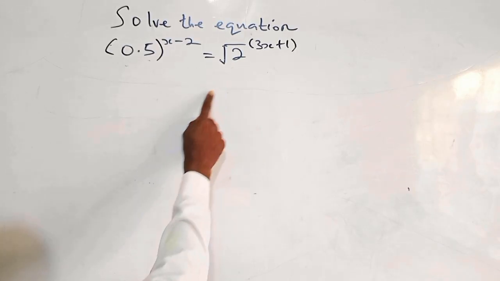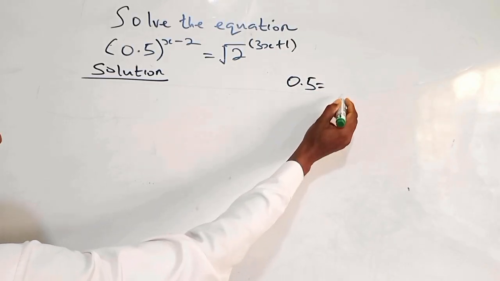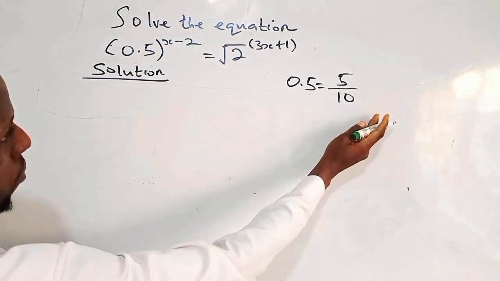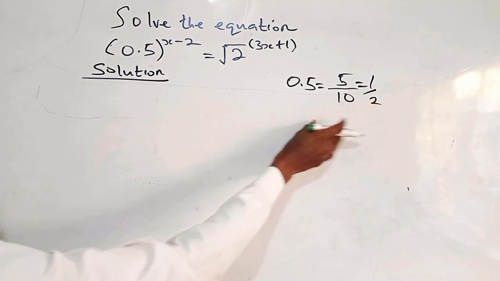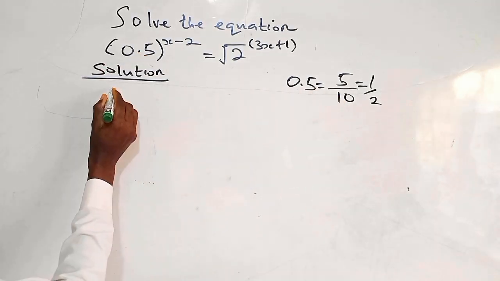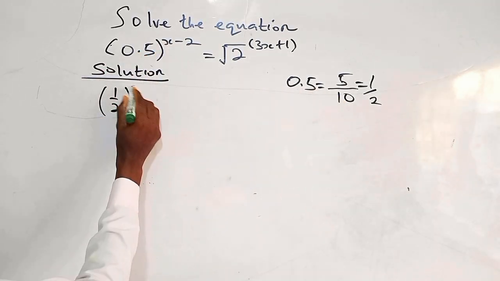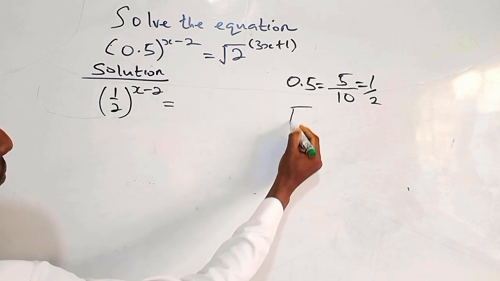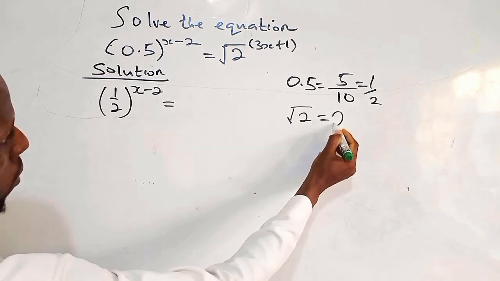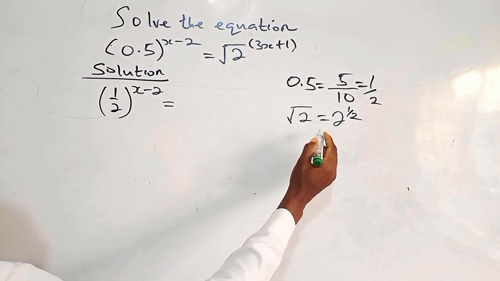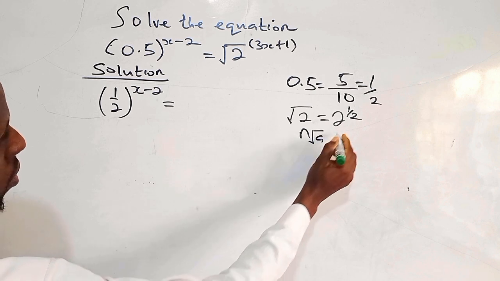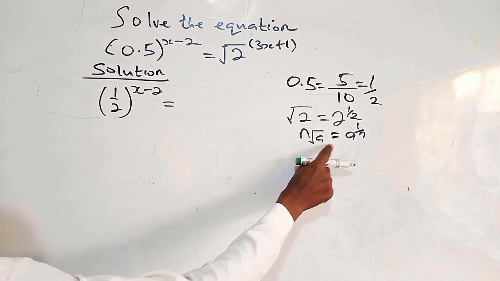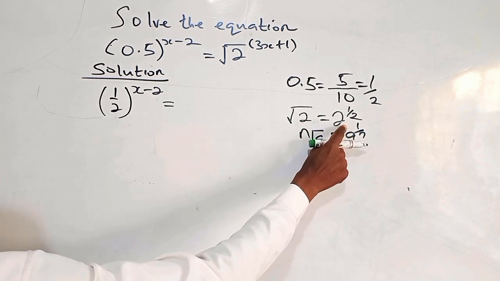Solve this exponential equation. I can write a fraction. How do I do that? I go a straight line, the point turns to 1, the number turns to 0. So I have 5 over 10 or 1 over 2. So I can replace this with 1 over 2. So I have here 1 over 2 raised to power x minus 2 equals, so for root 2, I can write this as 2 raised to power half, law of indices, the nth root of a number is written as a raised to power 1 over n. Okay, so when I write this in this form, I have it in this way.